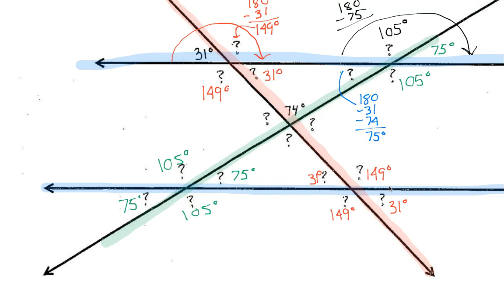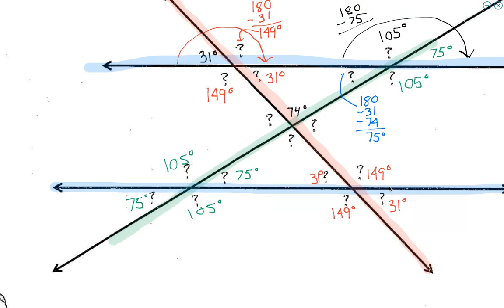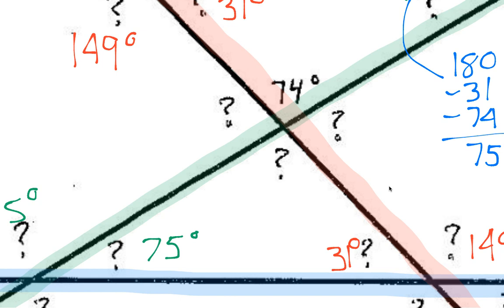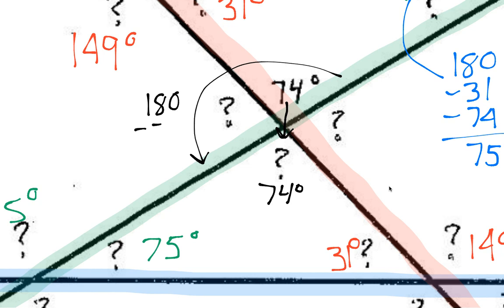So we have everything except these four in the middle. Now these four in the middle have nothing to do with any of these intersections because they have nothing to do with the blue parallel lines. It's just the intersection of two lines. But that doesn't mean that we don't have vertical angles and supplementary angles. And we're done.